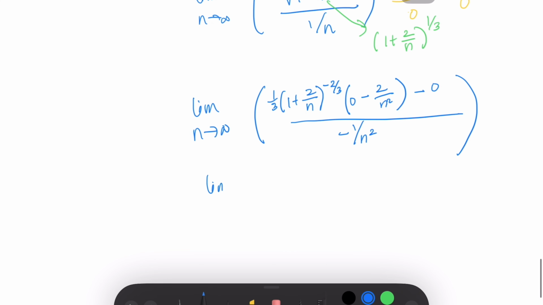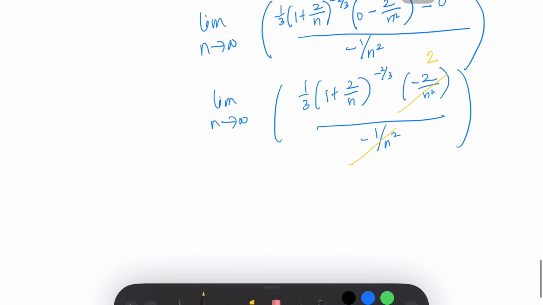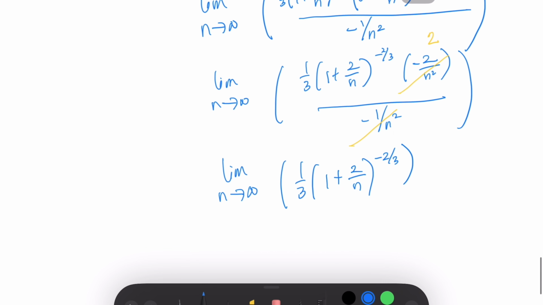Now we just have to simplify this one. 1/3 times 1 plus 2 over n to the negative 2/3, times negative 2 over n squared, over negative 1 over n squared. The negative 1 over n squared and the 2 over n squared cancel out to simplify to just 2. So the entire limit is equivalent to the limit as n approaches infinity of 2/3 times 1 plus 2 over n to the negative 2/3.